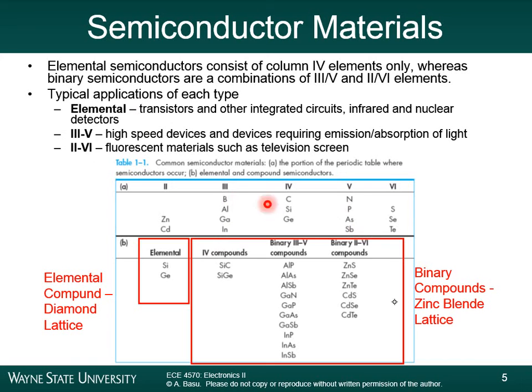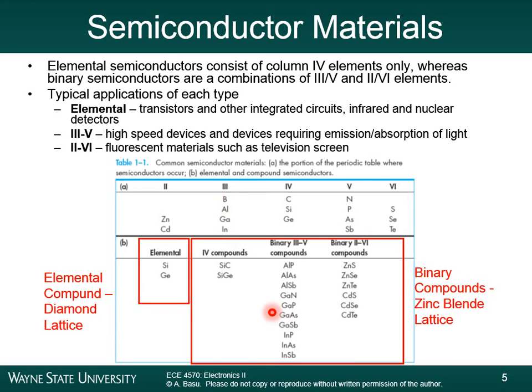Remember, things at the top of the periodic table are small atoms, and things at the bottom are much larger atoms. So you actually have to use atoms that are similar in size so that the lattices can form properly. One common material is gallium arsenide. That's probably the most common 3-5 semiconductor. That's here, the gallium arsenide.